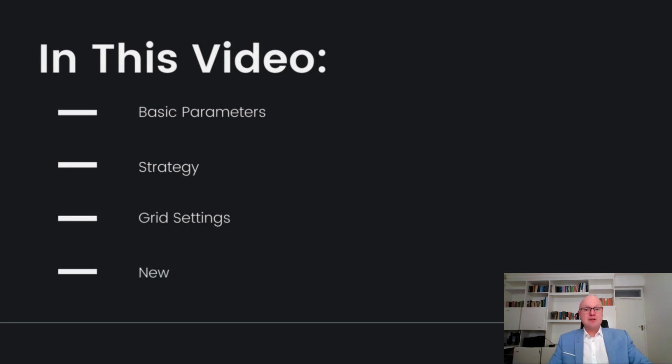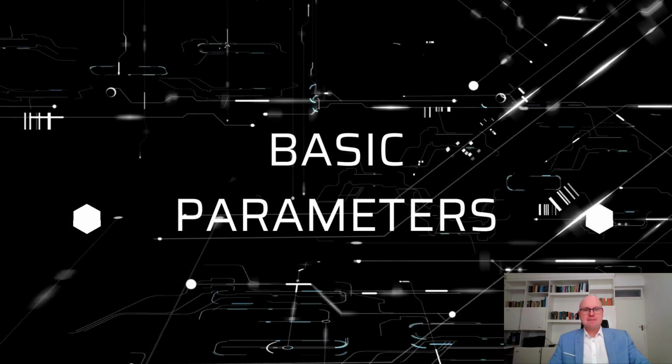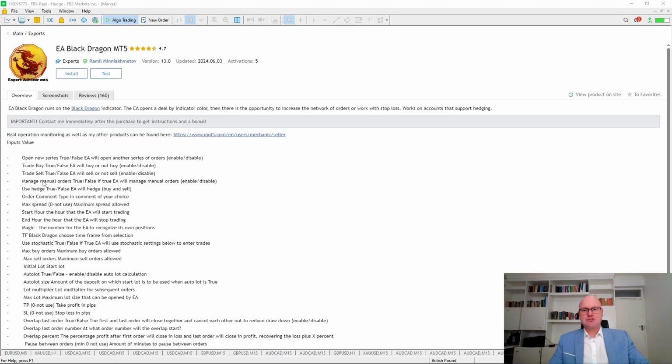Then lastly, we'll be looking at the news filter, as news plays a crucial role in trading. It's important to have it set up correctly, so I'll do it step by step to show you how it's done. But before anything else, we need to take a look at the basic parameters of EA Black Dragon.